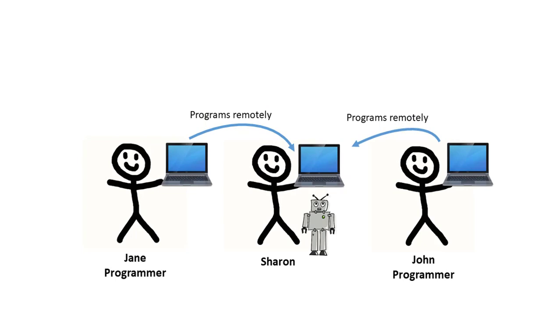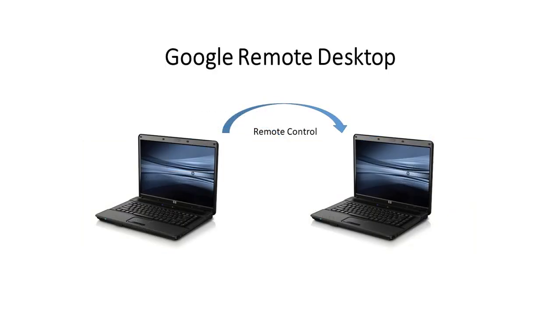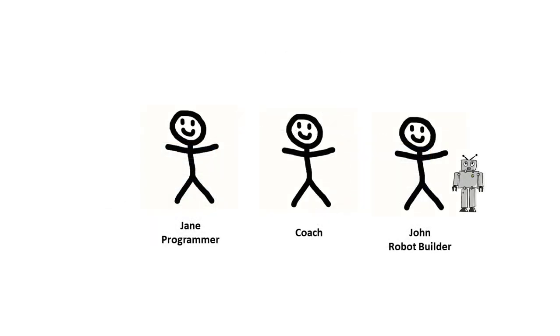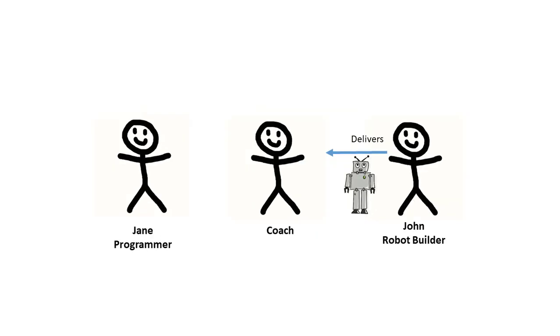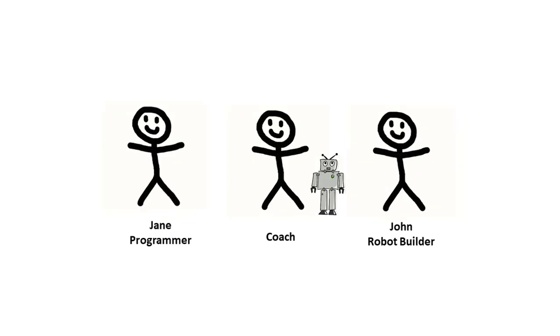To make this real-time sharing work, we take advantage of a Google feature called Remote Desktop. This feature allows one computer to see and control another. Let's consider a simple situation where a team member has built a robot and dropped it off at the coach's location, and another team member wants to program the robot. Let's say the team member who wants to do the programming is named Jane, and we'll call the coach, Coach.